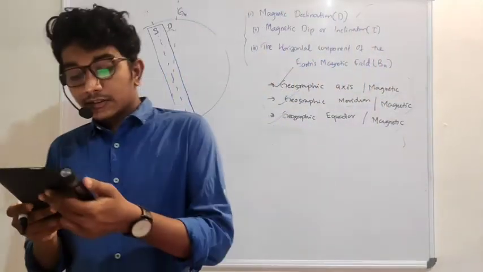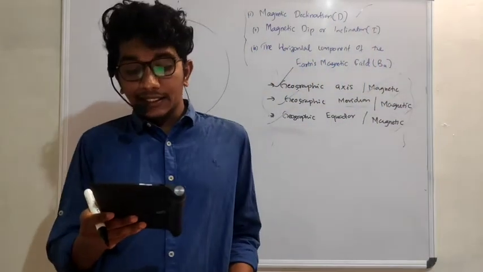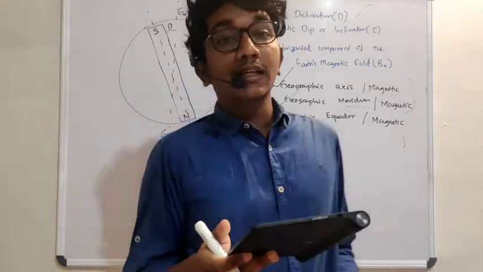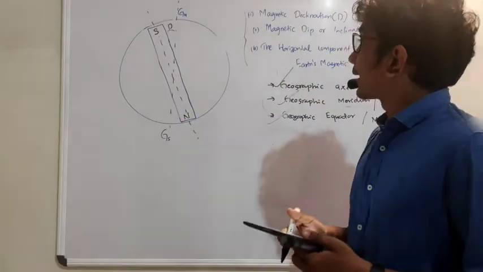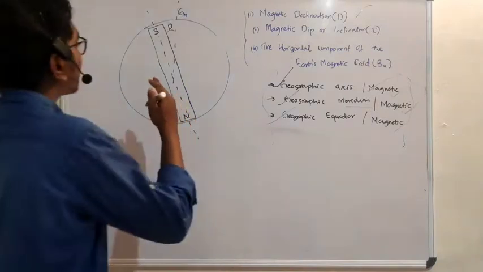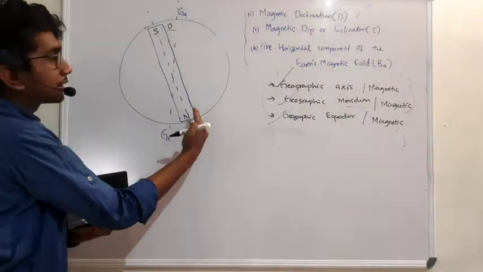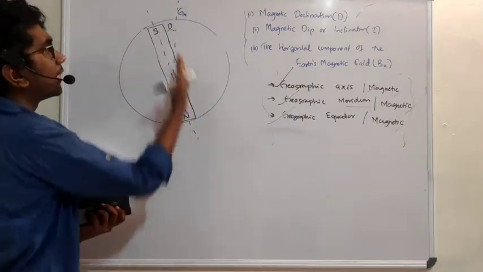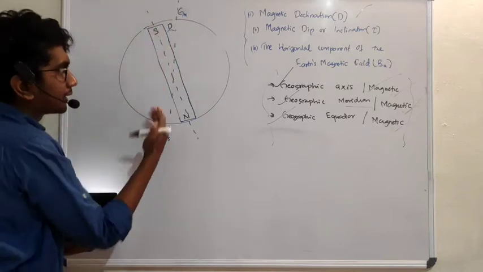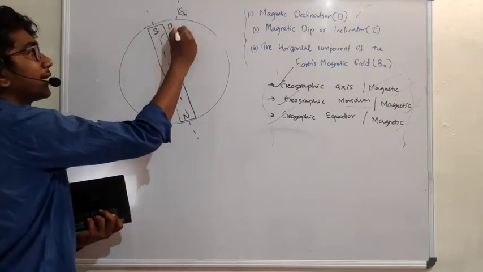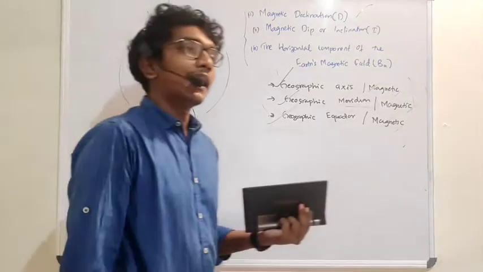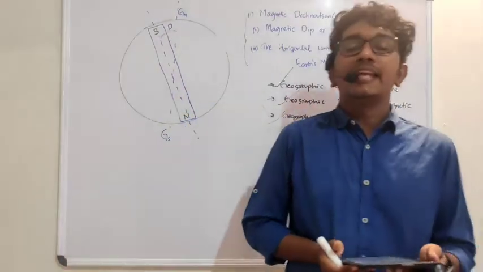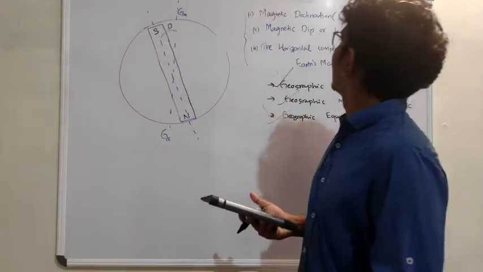Next we are going to talk about magnetic declination. The angle between the magnetic meridian at a point and the geographical meridian is called magnetic declination. Look at this: the magnetic meridian plane would be like this, and the geographic meridian would be like this. The angle between them is known as the angle of declination, D.